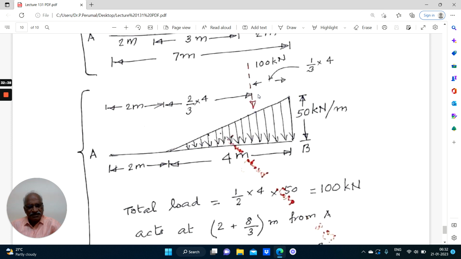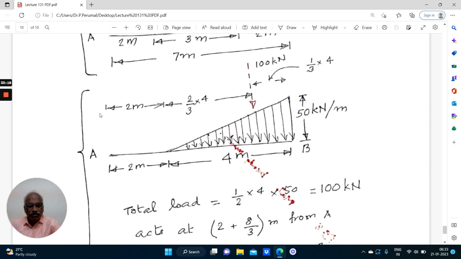This is what is very important, simple but very important. This is where people used to struggle, right? How to find out the bending moment due to uniformly varying load, etc. Right. So about this, the moment equal to 100 into 1/3 of 4. If you want to find out the bending moment due to this load about the point A, it is 100. The load is 100. Half into 4 into 50, 100 into the distance up to the point A. Distance is 2/3 of 4 plus 2 meters.